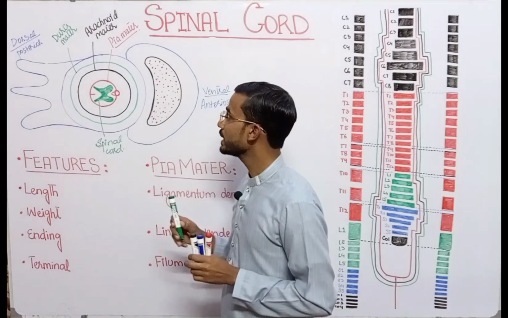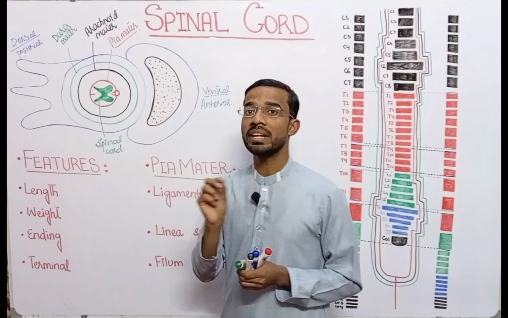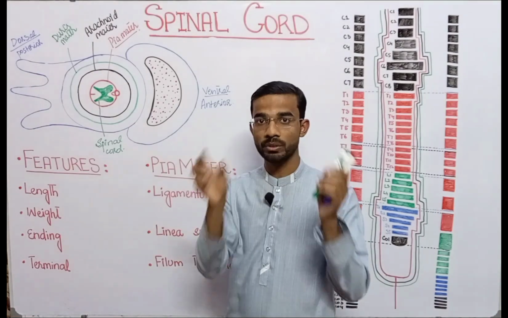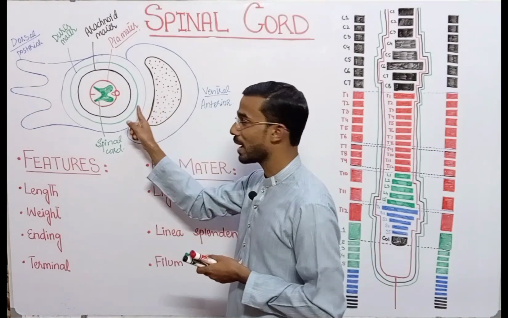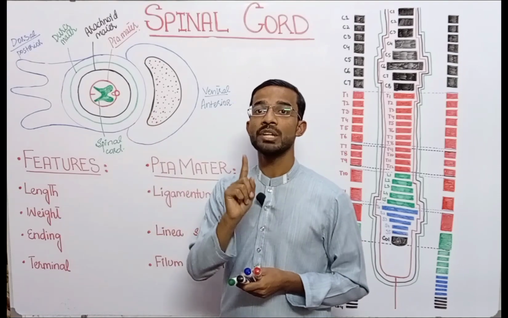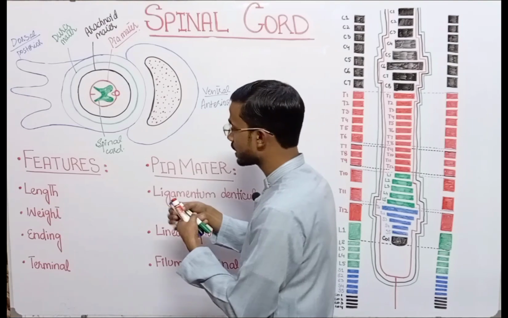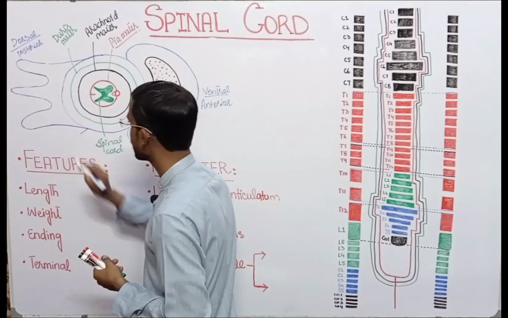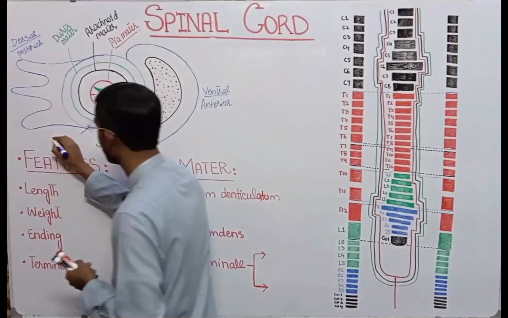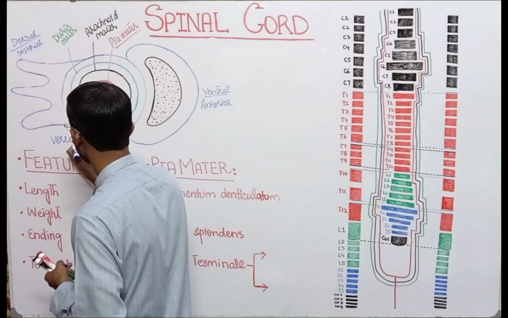Keep in mind, in the brain there are two layers of the dura mater which surround the brain, but in the spinal cord you will see only one layer of the dura mater. And the last layer is the vertebra. This is the vertebra.